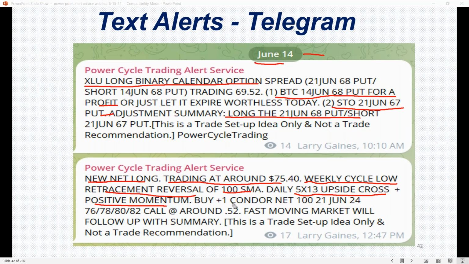So I set the trade up doing a condor, to keep the risk low. Look how low the risk was. We went out and this was buying the 21 June 76, 78, which is basically the debit spread, and then selling against it the 80, 82, and did that for around 40 to 52 cents. So that'd be 52 cents or $52 per spread. So that's your max risk. And that was sent out on Friday.